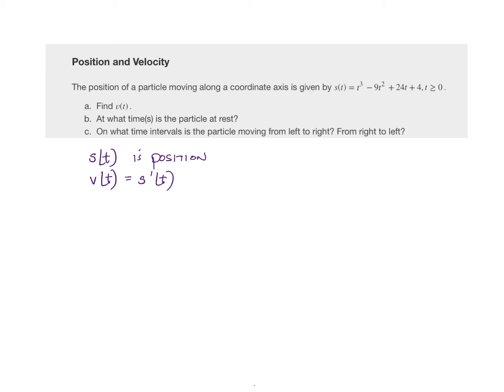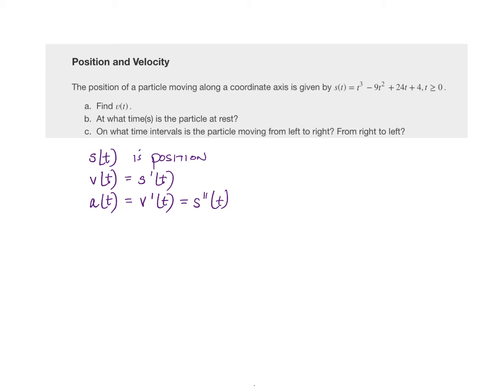If we talk about how fast the velocity is changing, that would be acceleration. So acceleration is the rate of change of the velocity. So that would be v prime of t, or you could think of that as the second derivative of the position function. So now that we know that, let's go ahead and go back and tackle this problem.